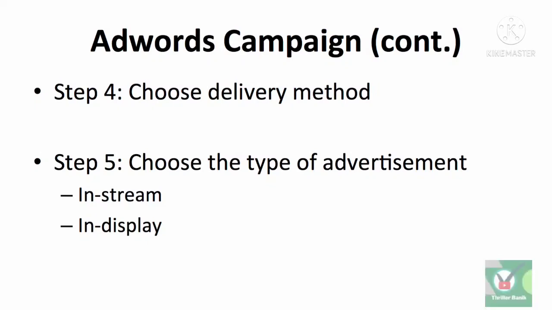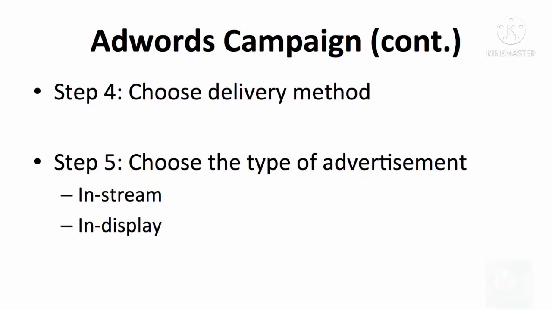Next step is to choose the type of advertisement you want for your video. There are 2 types of ads, the in-stream and in-display video. The in-stream video ad plays before another video. Viewers can choose to skip your video after a few seconds. You pay only if viewers watch for 30 seconds or to the end of the video, whichever comes first.